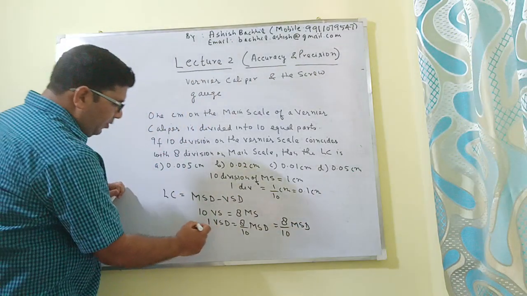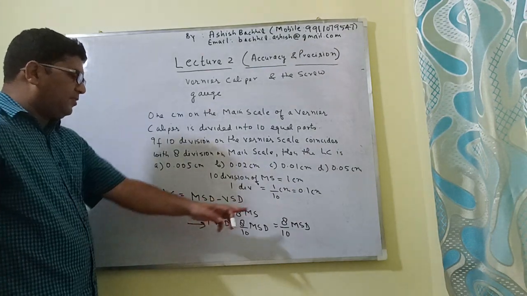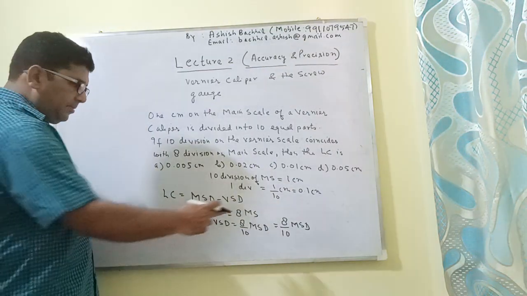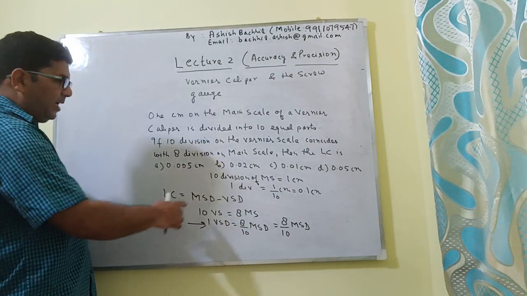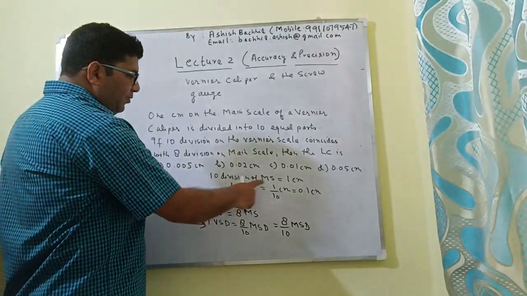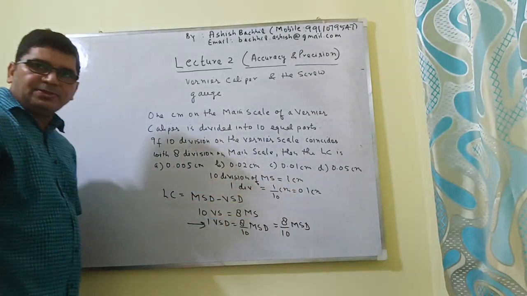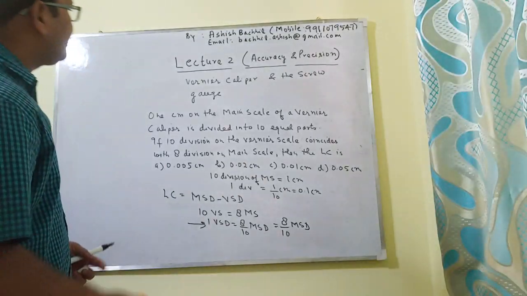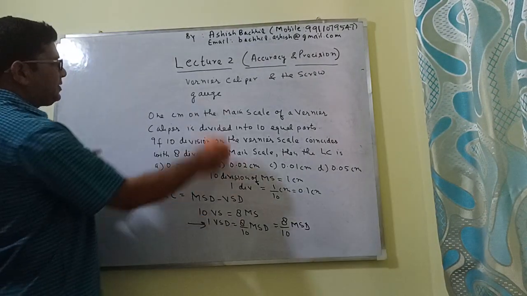So we have got the value of one vernier scale division, which is equal to 8 by 10 MSD, that is the main scale division, and we have also got the value of one main scale division, which is equal to 0.1 centimeter. So now I will just write the answer here.